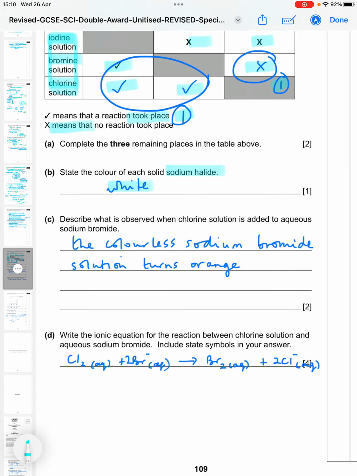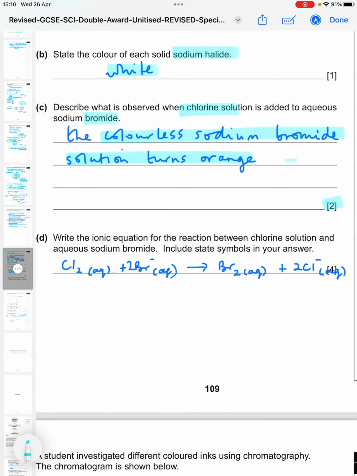Then state the colour of each solid sodium halide. Sodium compounds are always white, so it's white. Describe what's observed when chlorine solution is added to aqueous sodium bromide. So you have colourless sodium bromide because the white salts dissolve to give colourless solutions, and you're getting chlorine pushing out the bromine from the sodium bromide, so the solution will turn orange. So 2 marks there, 1 for the colourless solution and 1 for it turning orange.